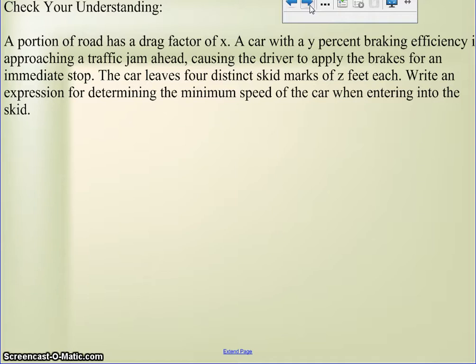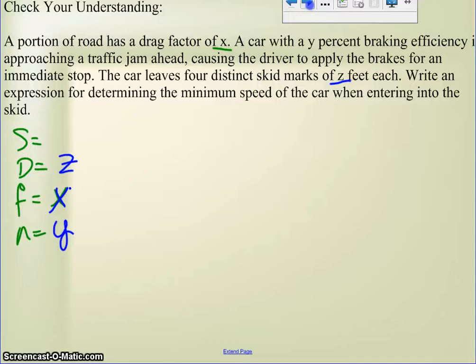All right, please press pause, solve this, come back when you're ready. All right, let's look at this. First, I'm going to identify my values. I've got my skid distance, my drag factor, and my brake efficiency. It says the drag factor was x. I'm going to change colors here to identify the difference. The braking efficiency was y. And it leaves 4 distinct skid marks of z.